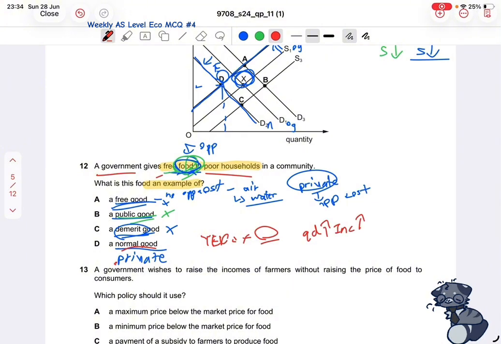But it is also a private good because it faces an opportunity cost when produced. So is that true? Yes, if you produce food, then you will face an opportunity cost. And also, food is a type of good that if your income increases, you will want to buy more of it as well. So that makes sense. So, well, this makes sense out of all the options. So for number 12, our option is D, and that is correct.